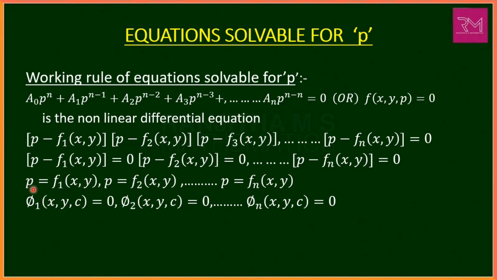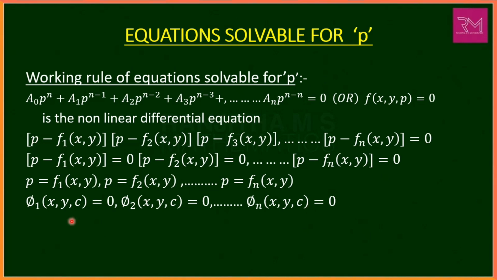Here in this step, if we substitute p as dy by dx, put the x terms on one side and the y terms on the other side, and integrate throughout the equation, we get the final result, that is phi 1 of x comma y comma c equal to 0. Here c is some integration constant. Similarly, phi 2 of x comma y comma c equal to 0, and so on. We will get values up to the nth term, that is phi n of x comma y comma c equal to 0.